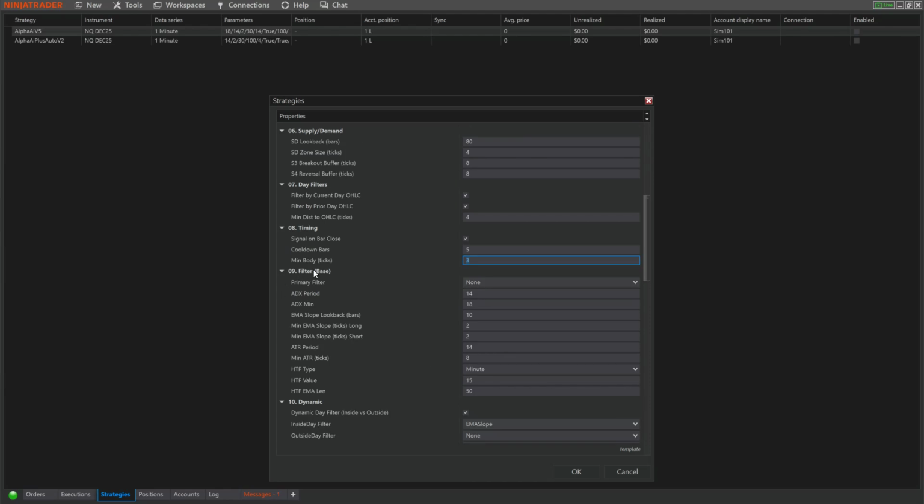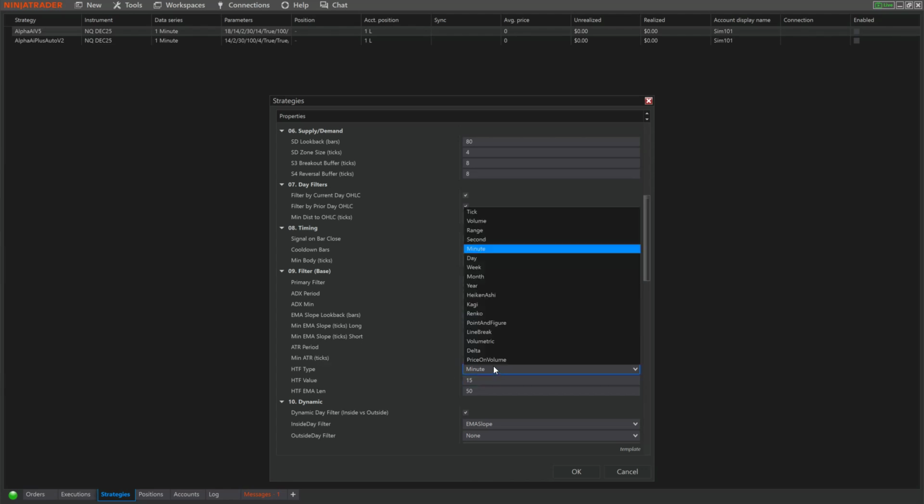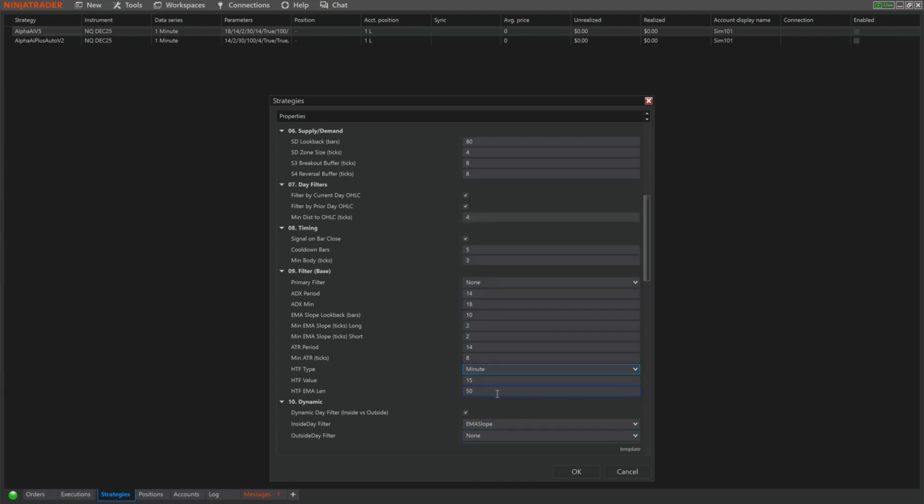And then we have the filter. We have 2 filters actually, the filter base and the dynamic. For the filter base, you can choose ADX filter, EMA slope, ATR, higher time frame, whatever you choose. And then it's going to apply to everything. Doesn't matter which day it is, it will apply this filter. In this scenario, there's no filter. But again, you can adjust the parameters for ADX, EMA slope, higher time frame, choose whatever time frame you want, and choose the EMA value for the higher time frame. Once you choose it, it will not take a trade unless it matches whatever you add.